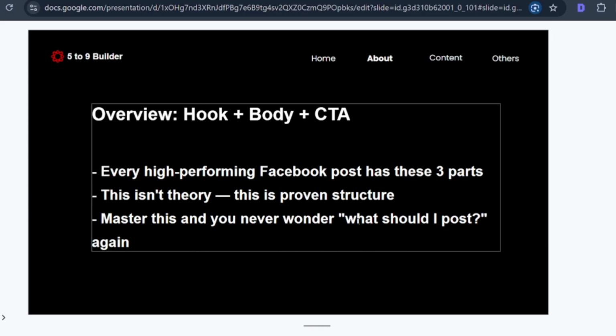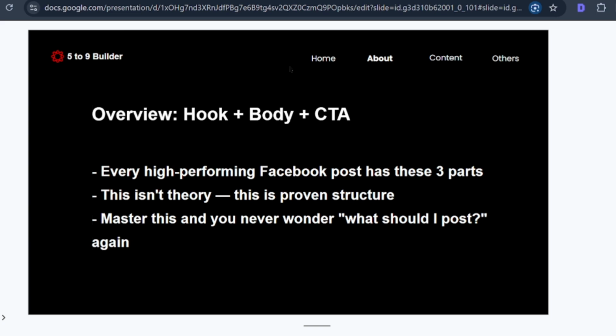If you master these 3 parts and you know how to write them or how to create them, coming up with a post will not be a difficult thing for you at all. Okay, so let's get to know what these are.